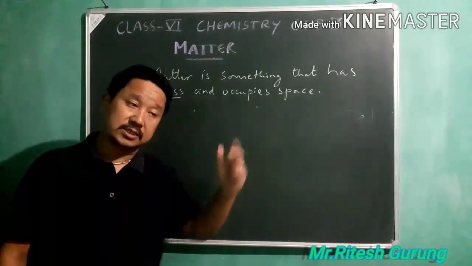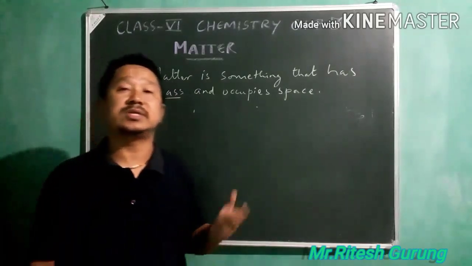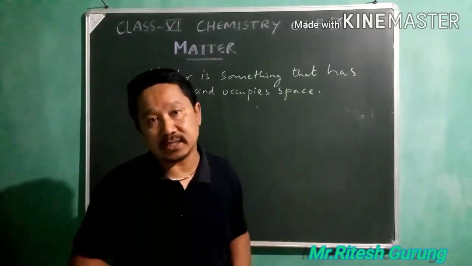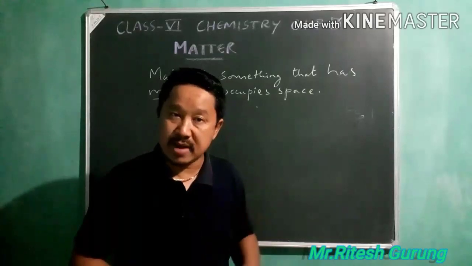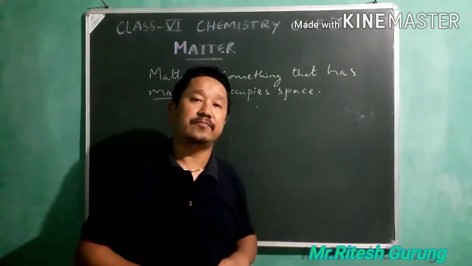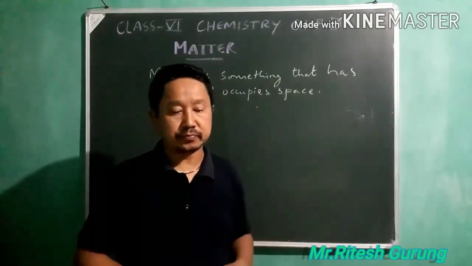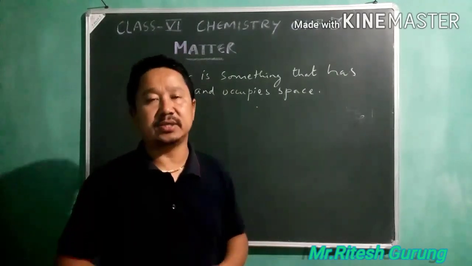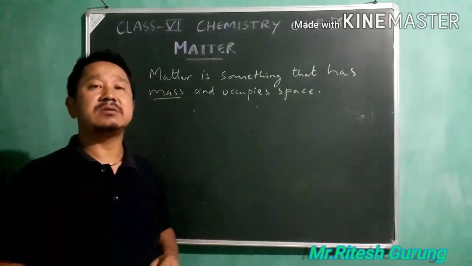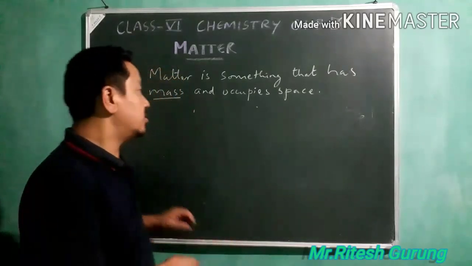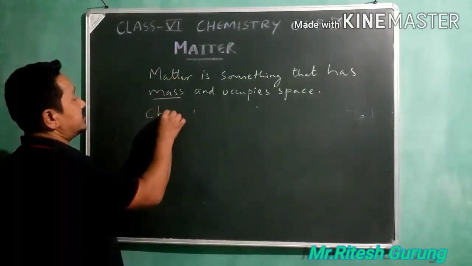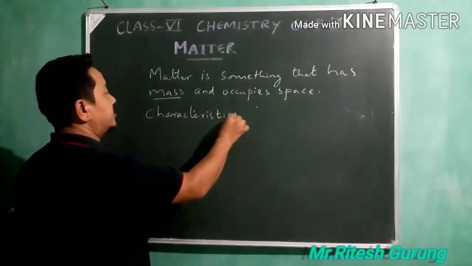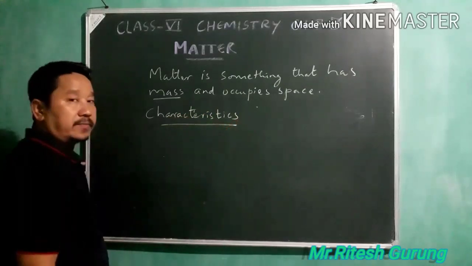There are still some things which are not matter. As I told you, those which do not occupy space and do not have mass, like TV signal, then your affection, sound, electricity, etc. So these are not matter. Now let us talk about characteristics of matter.